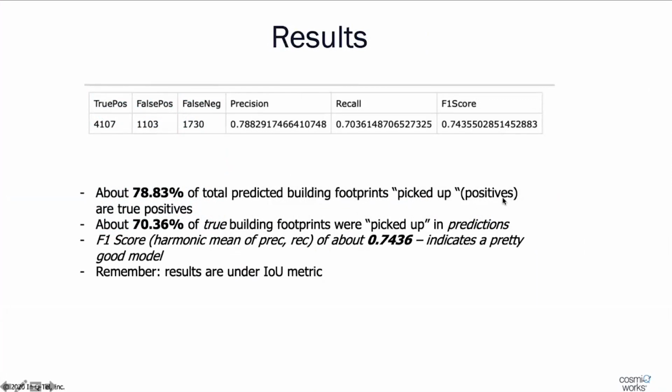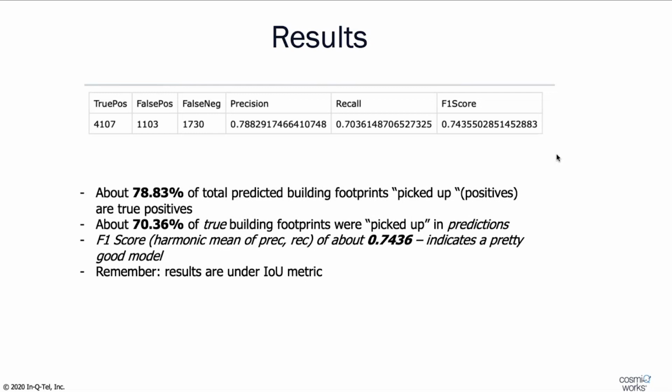Analyzing the results, we see that about 79% of total predicted building footprints were picked up. Of those that are picked up, 79% are true positives. That's what our precision tells us. We know that about 70 to 71% of true building footprints were picked up in predictions. That's what our recall tells us. And finally, our F1 score, which is a harmonic mean of precision and recall, falls at about 0.7436, which tells us that we have a pretty good model.